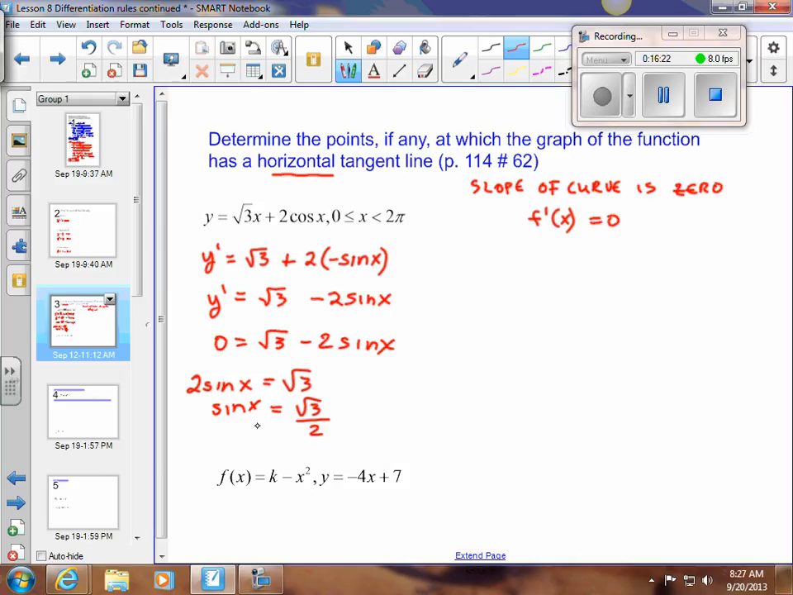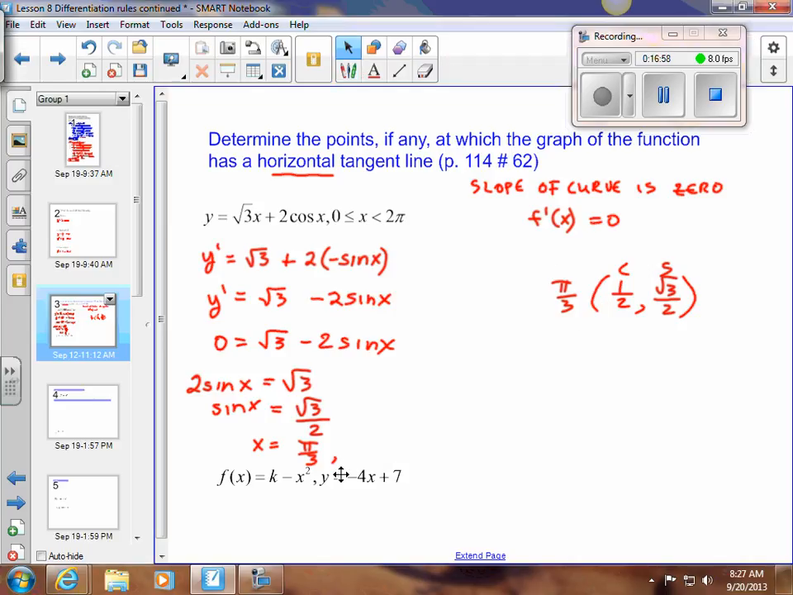So what I'm looking for now is all of those angles that have a y coordinate square root of 3 over 2. If you have your families handy, the pi over 3 family is the one with this ordered pair, cosine, sine. So that tells me that x must be pi over 3, and then I need to remember the other quadrant where sine is positive. What other quadrant is sine positive?